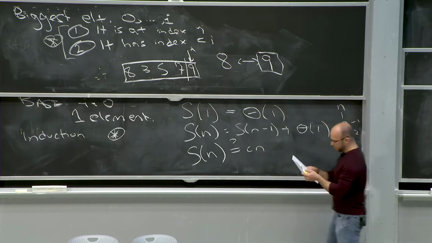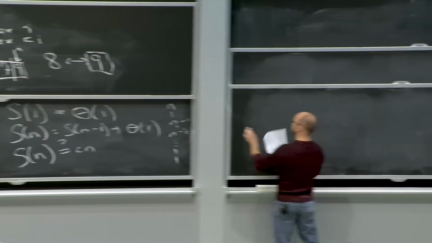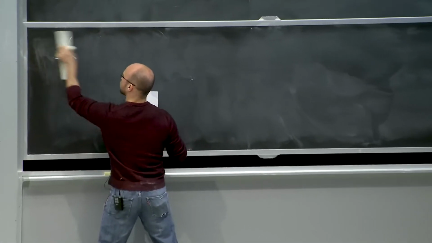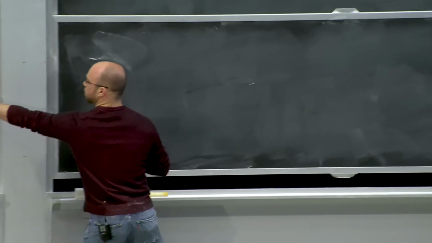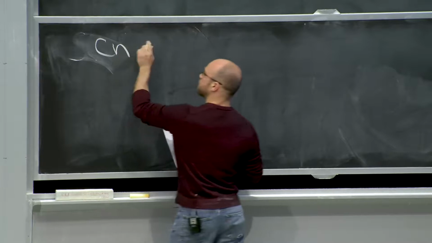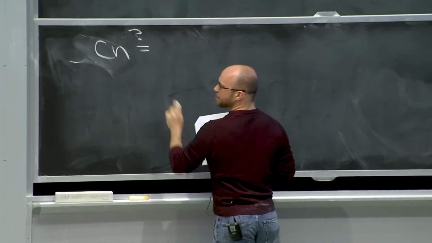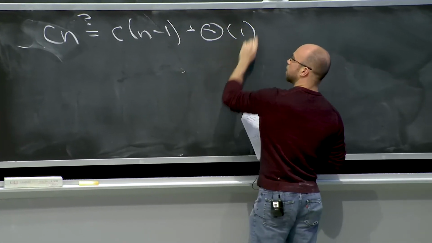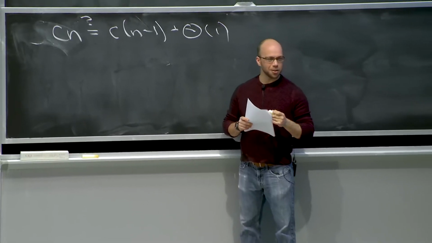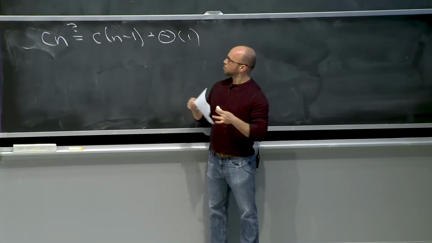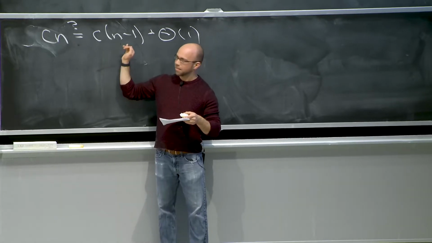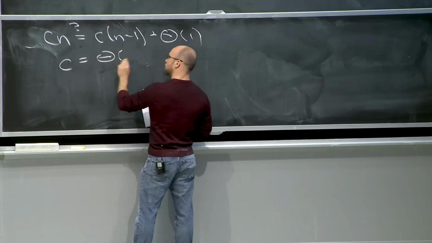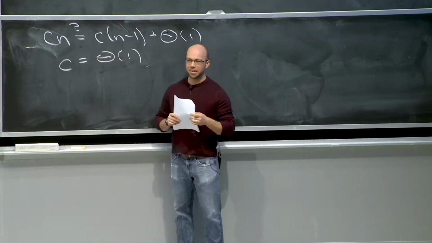So in this case, what do I know? I've guessed that S of n is theta of n. So if I plug into this recursive relationship, on the left-hand side I'm going to get Cn. On the right-hand side, I'm going to get C times n minus 1 plus theta of 1. And we just have to make sure that this is an okay equal sign. So I can subtract Cn from both sides, maybe put that 1 on the other side. I get that C equals big O of 1. C is, of course, a constant, so we're in good shape.